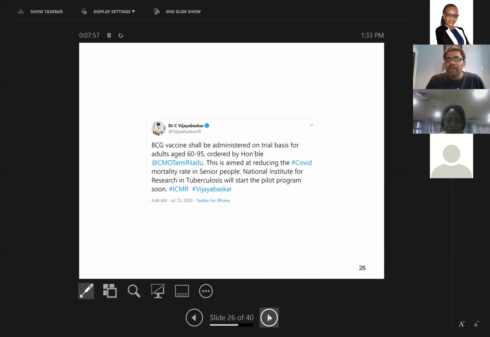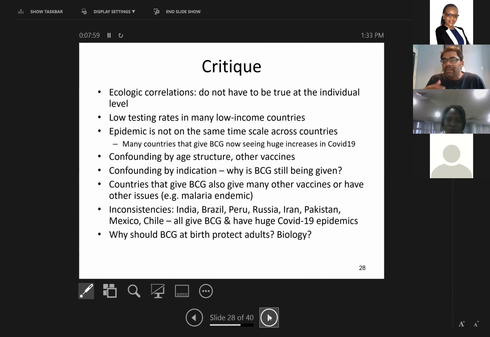So you just cannot make an ecological correlation in something so rapidly changing and evolving. I mean, India and Brazil are just exploding with COVID, and both are giving BCG. South Africa gives BCG, and the epidemic is just escalating in South Africa. So that's why I was very unhappy with this kind of analysis.